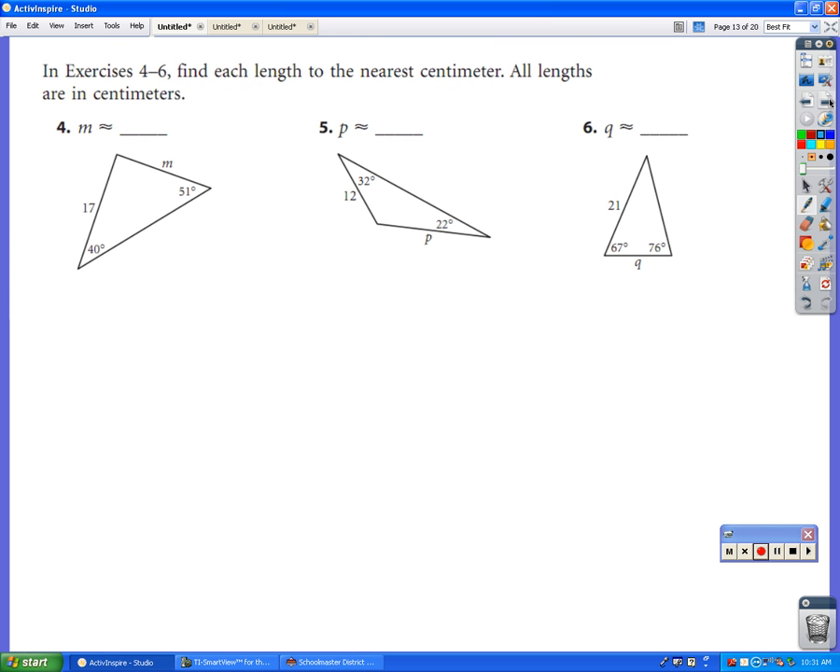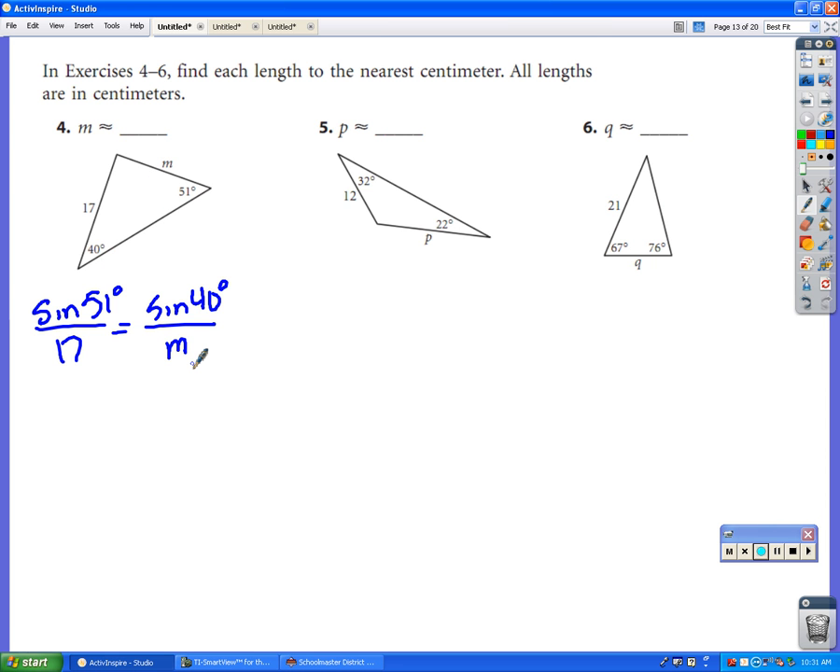All right, what other fun do we have going here? All right, so this is where we were using the law of sines. So they're going to start us out with an easy one. So remember that the law of sines says the sine of an angle over the side that's opposite from that angle. So sine of 51 divided by 17 equals the sine of any other angle in the triangle, 40, divided by the side that's opposite from them, or m.